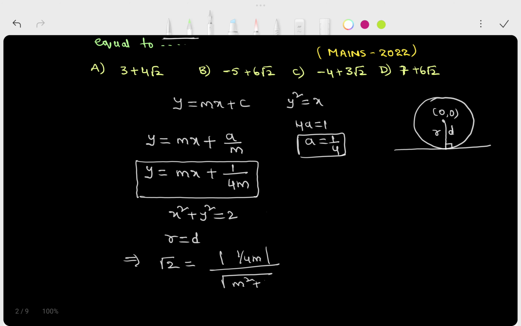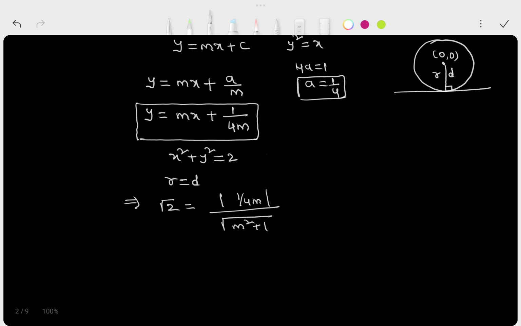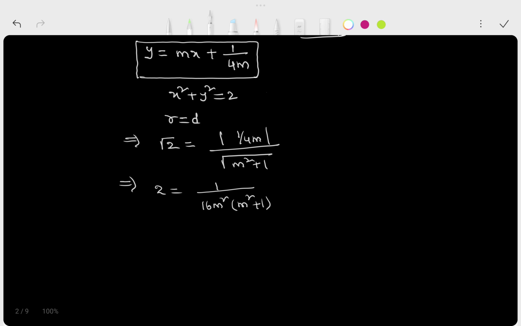You know the perpendicular distance from origin to the line: modulus of c by root over a square plus b square. You know that formula. Do the squaring on both sides. It will become 2 is equal to 1 whole divided by 16 into m square plus 1, m square plus 1. Now you cross multiply this value.